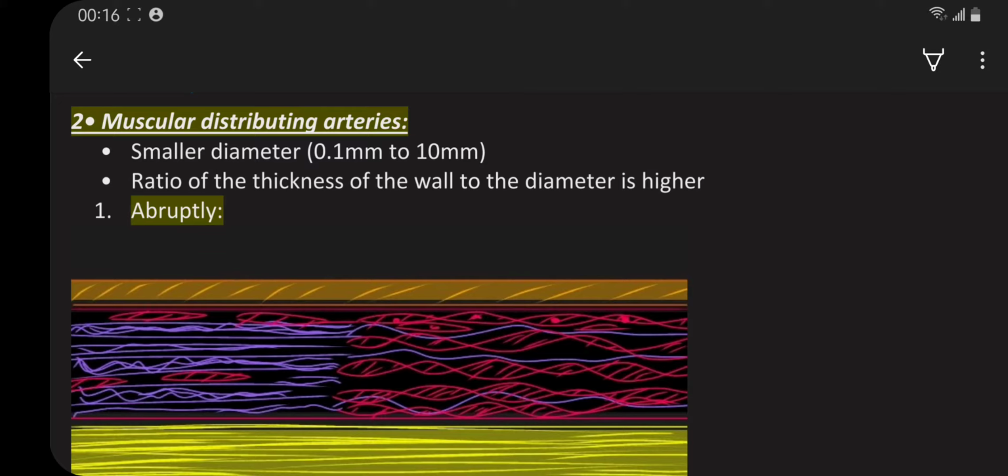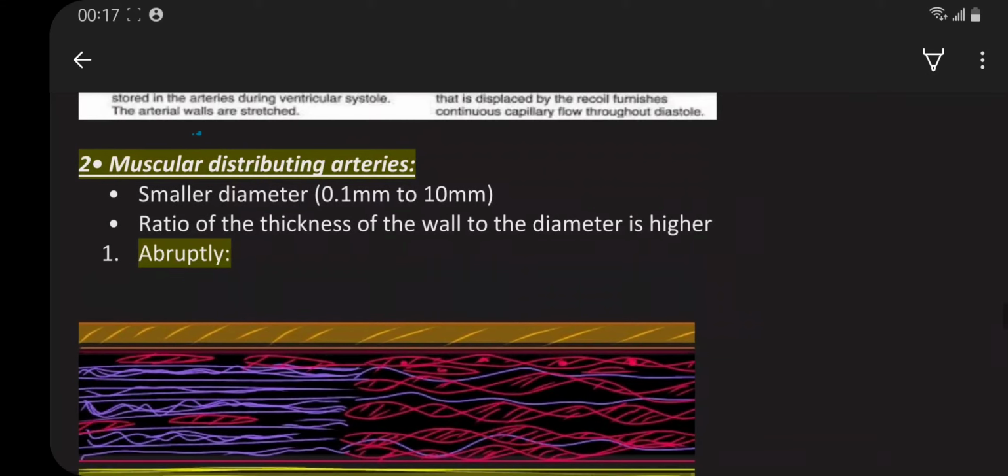Now the difference with these is that the tunica media is very rich in smooth muscle cells compared to elastic fibers, as you might have guessed. And so these arteries really can contract and push the blood. And yeah, they are constantly contracting. So yeah.